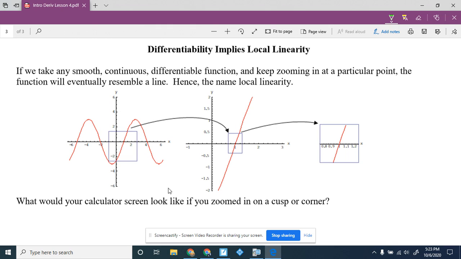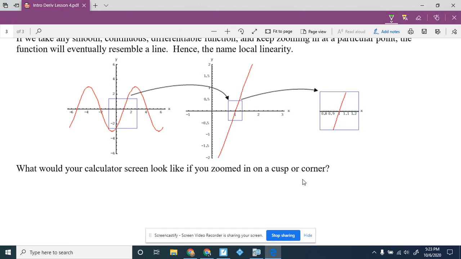So now it says, what would your calculator screen look like if you zoomed in on a cusp or a corner, which, by the way, are points that are not differentiable? So I'll let you do that. You can put that in there and submit your notes.